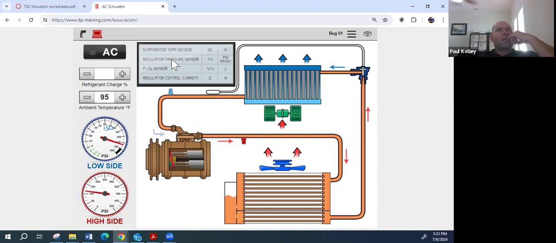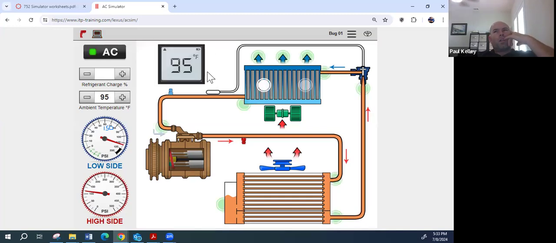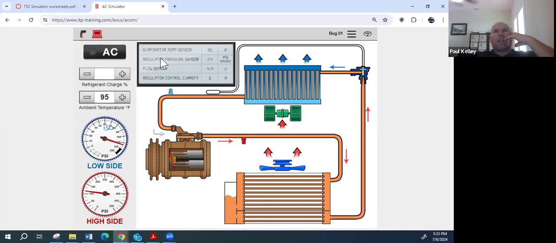Anybody want to tell me what you think? I'll give you a clue. I measured the temperature with the thermometer and it's 95. So that sensor's reading perfect. Now, what about the PSI? Regulator pressure sensor. So this is a pressure sensor. It's saying 114 PSI. Does that pressure sensor seem logical? Think that's accurate? Because that's about what we got when we hooked the gauges up.